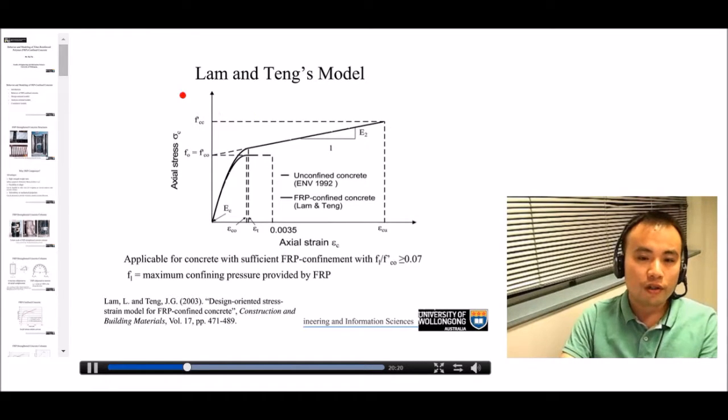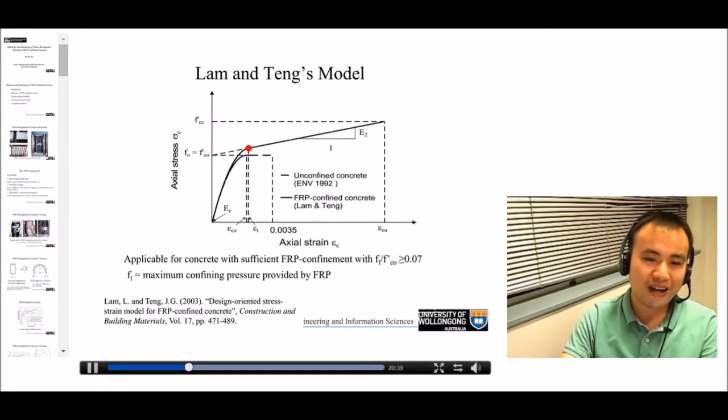And the third type of model is the very well-known Lam and Teng model. Basically, they use two separate equations to describe the two different stages of FRP-confined concrete. This model consists of a parabolic first portion and a linear second portion. These two portions are smoothly connected together.